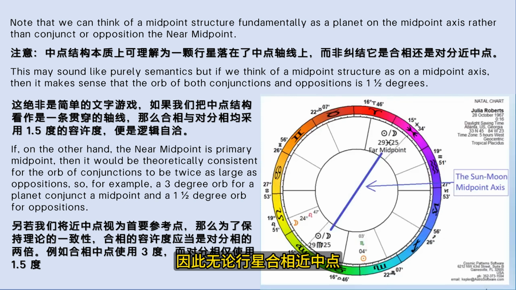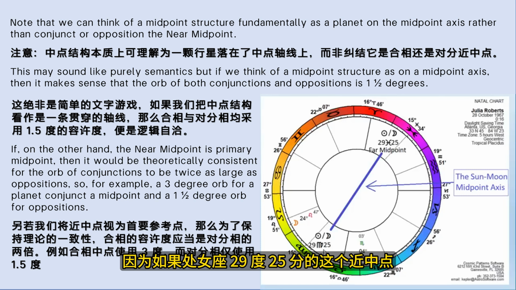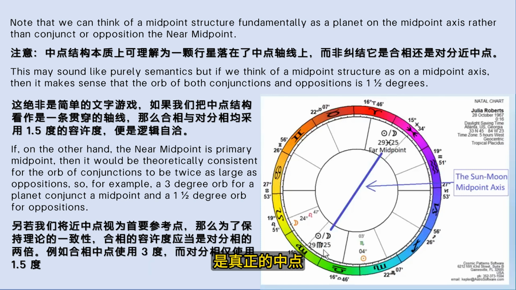So, whether we say that a planet is conjunct the near midpoint, and we think of that midpoint as primary, and we think of the far midpoint as secondary, it does make a difference. This is not just semantics. Because if the near midpoint, I've already said this, but let me restate it differently. If the near midpoint was like the real midpoint, the 29 Virgo 25 is like the real midpoint.